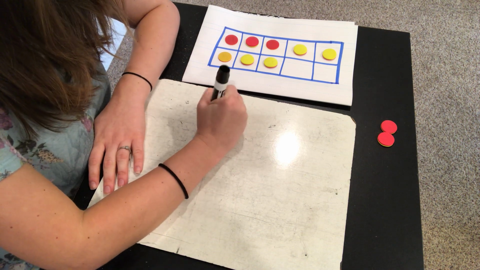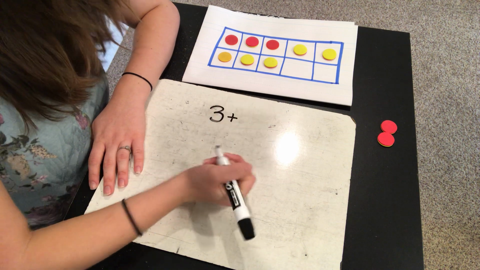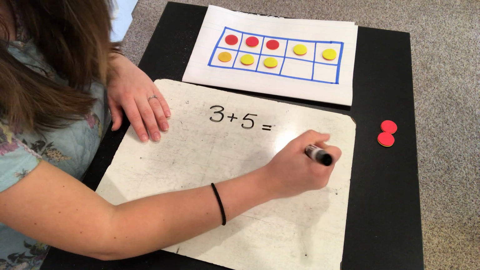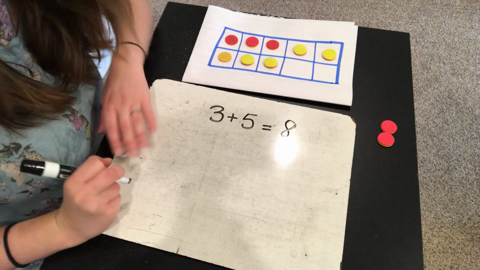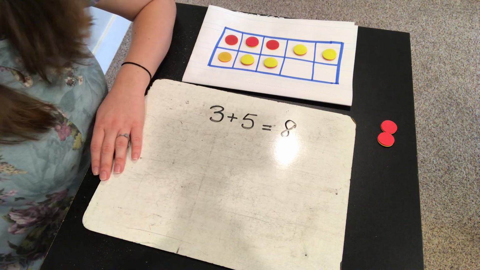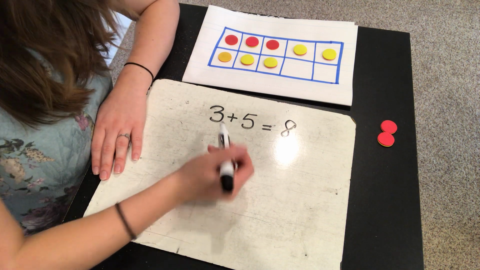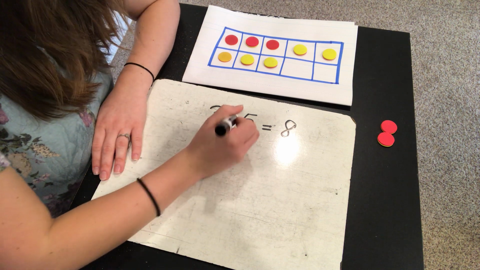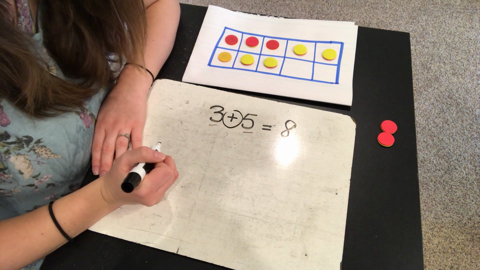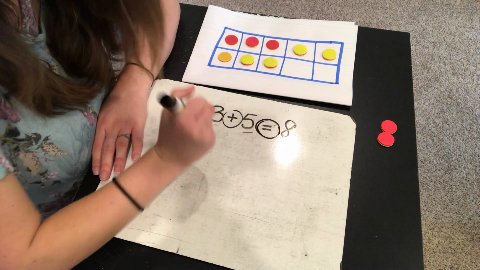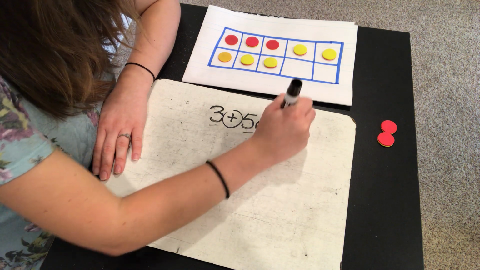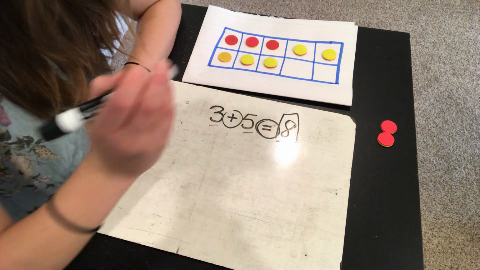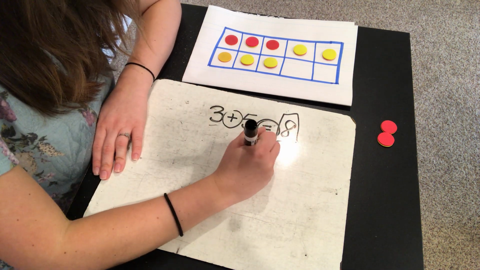So 3 plus 5 equals 8. 3 plus 5 equals 8. Remember, these numbers here are called the add-ins. This is the plus sign. Here's the equal sign. And this number, when you're adding, the answer is called the sum. Okay, the sum. Also, this problem can be written like this.